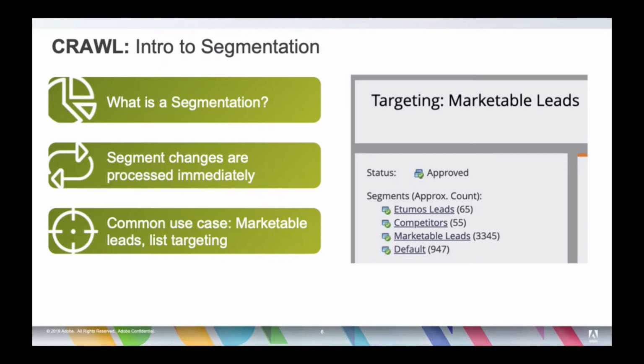Some common use cases for segmentations for targeting are for marketable leads. So what you see here is our marketable lead segment. This gives us the ability to include this segment filter on every single one of our program templates that sends an email. So whether it's an email blast template or a webinar event program that has a smart campaign that sends an email, all of our smart list criteria always includes this marketable leads segment.